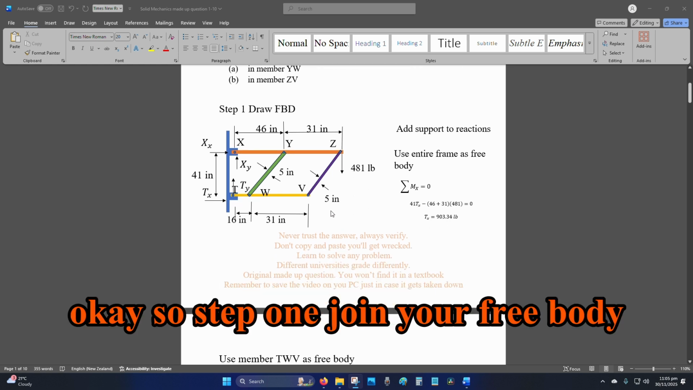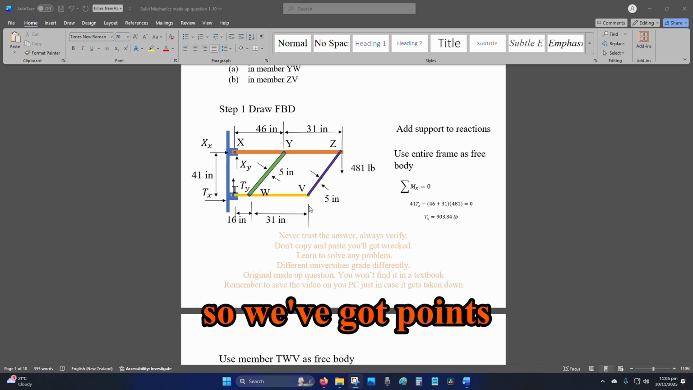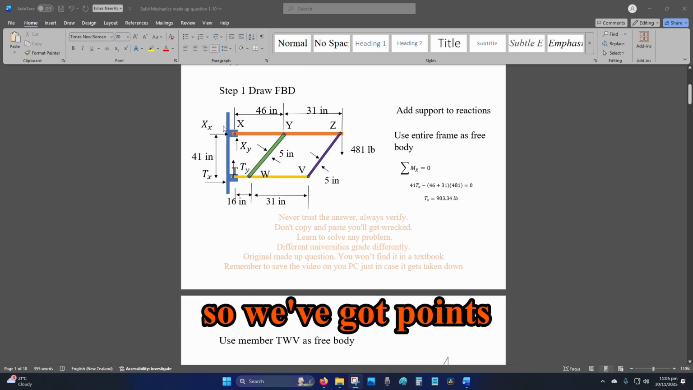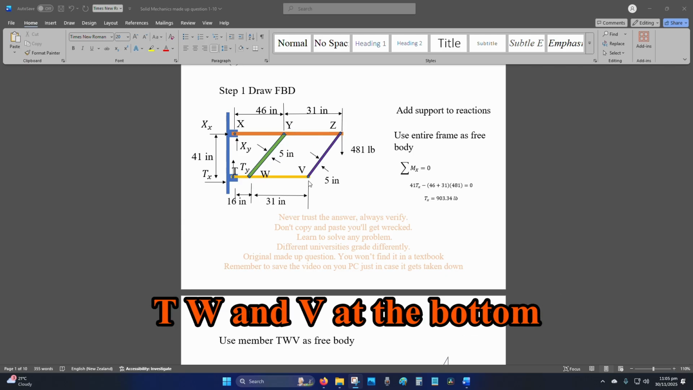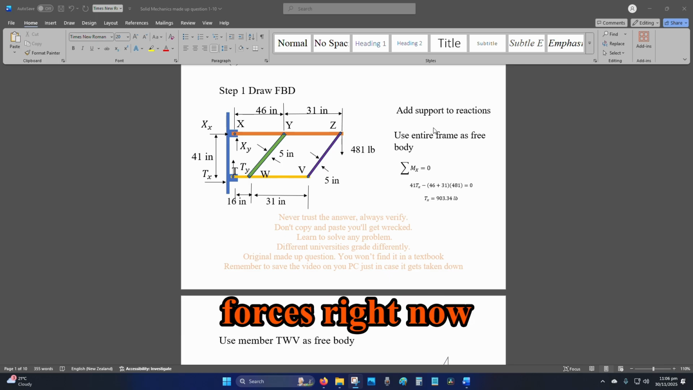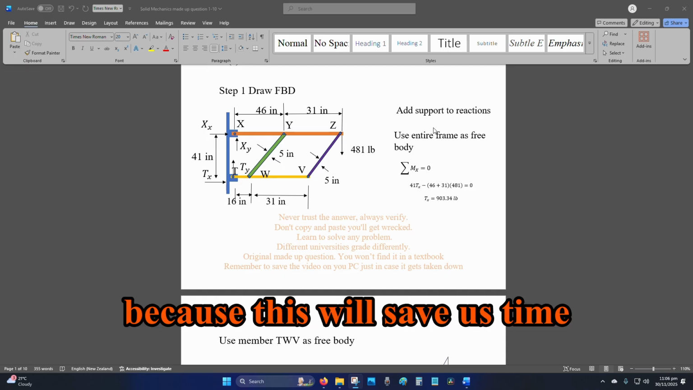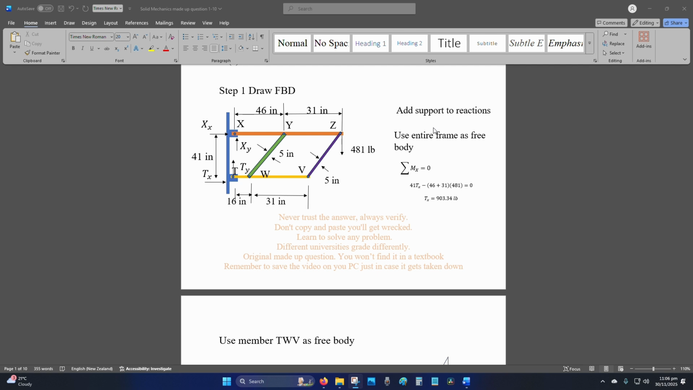Okay, so step 1, draw your free body diagram, your FBD. This will help you visualize the problem. So we've got points X, Y, and Z up top. We've got points T, W, and V at the bottom. We're going to find the reaction forces right now because this will save us time later on. So we can either find the forces now or later. We're going to do it now.